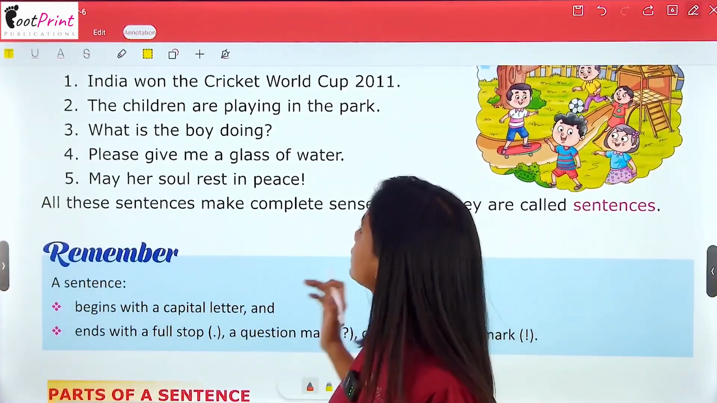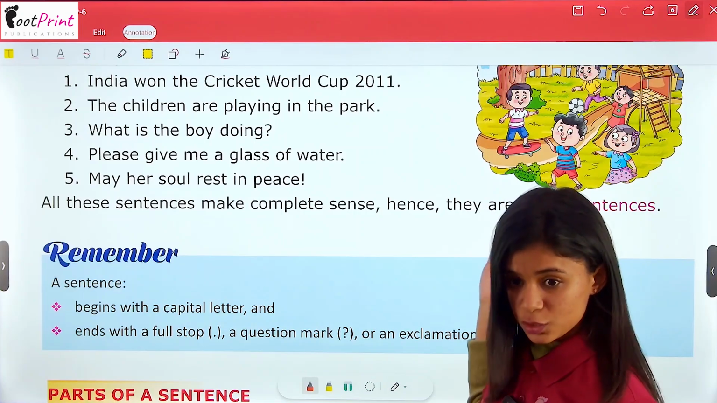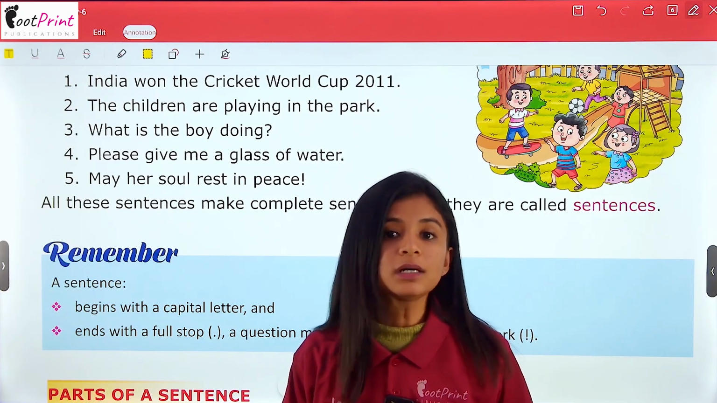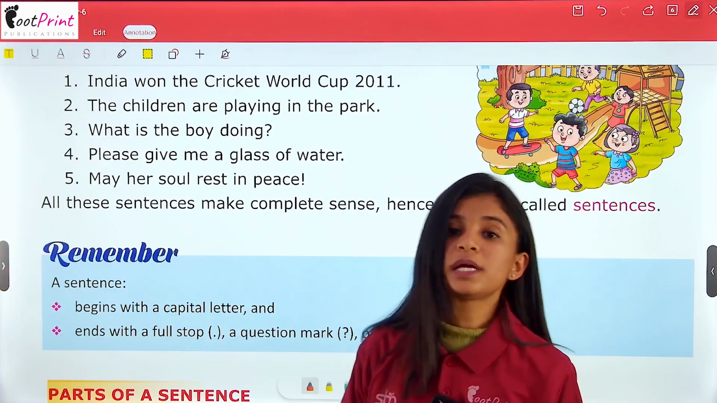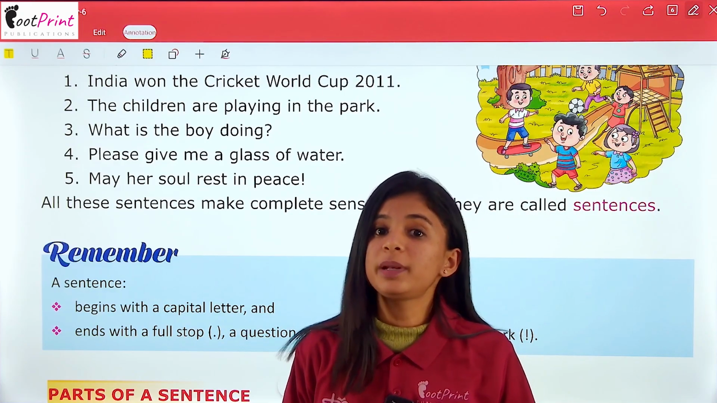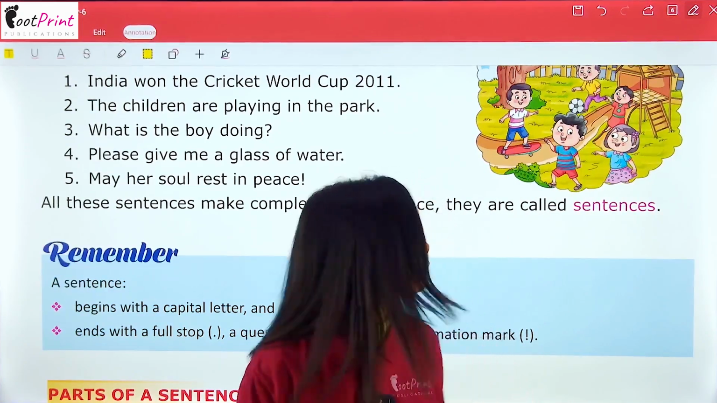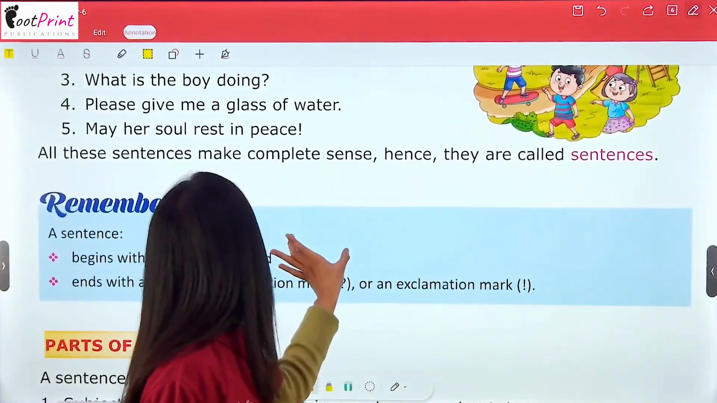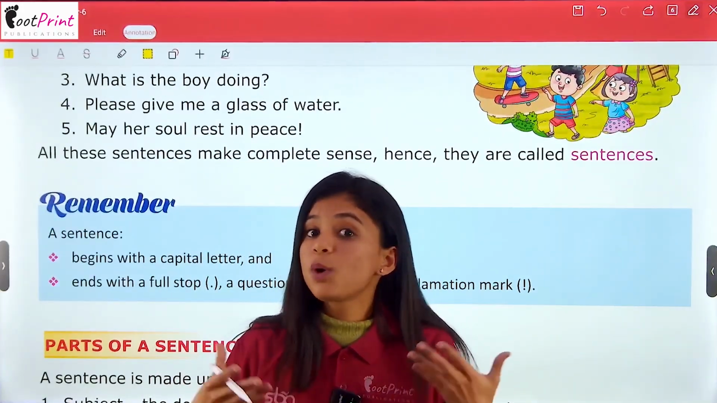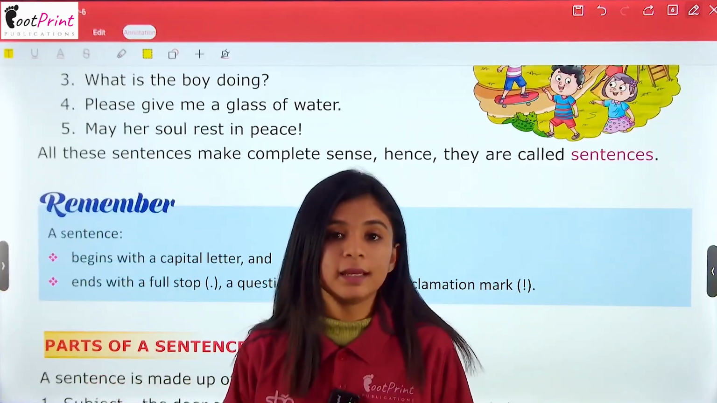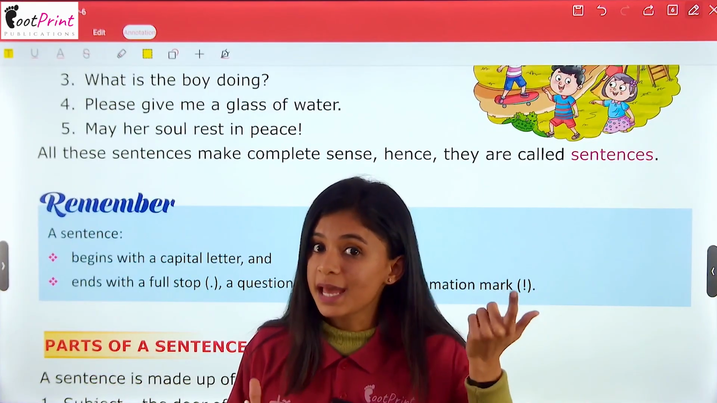And just like this is shown in the picture, the children are playing in the park. We can also tell from the picture that the children are playing in the park, right? Next is, what is the boy doing? वो लड़का क्या कर रहा है? तो ये भी हमारे लिए एक sense बना रहा है, right?